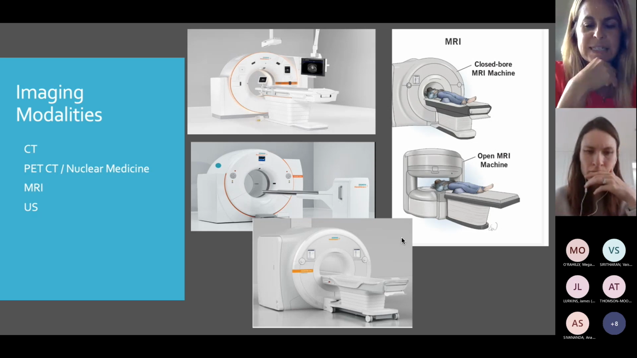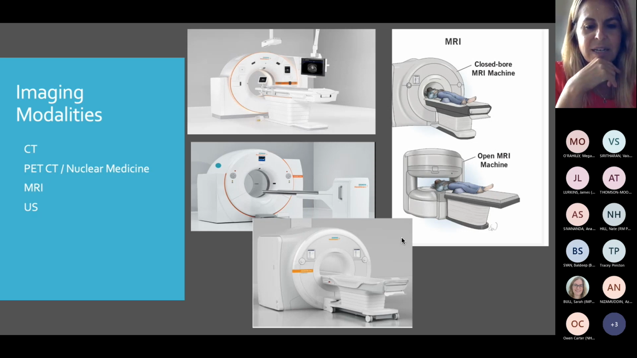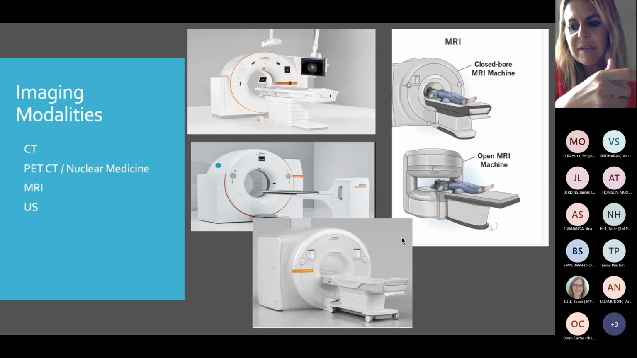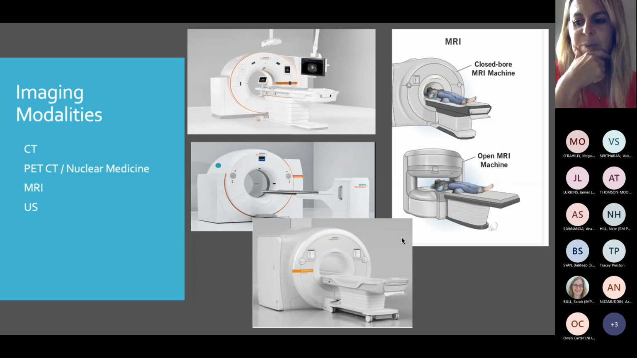So the top is a CT, the middle is a PET CT, and the bottom is an MRI scanner. The difference to the patient is the depth of the circle, if you like, the bit that they go through, the CT being the least deep, the PET CT in the middle reasonably deep, and then MRI slightly longer. But even then, our modern MRI scanners aren't that long, and for many scans the patient's whole body does not have to be within the tunnel, so they're a bit less claustrophobic than they used to be. And our radiographers in any department are very good at getting nervous patients into the scanners.